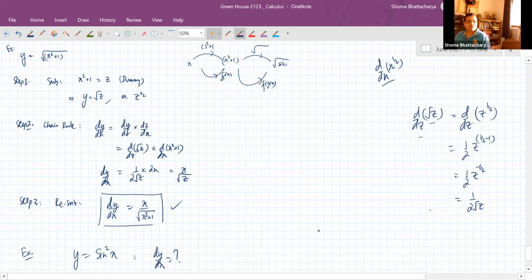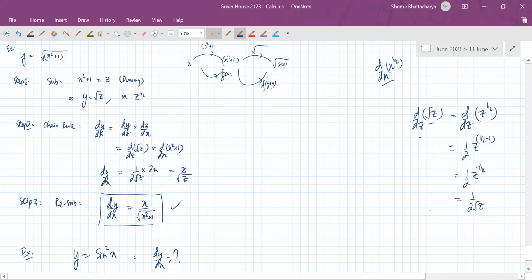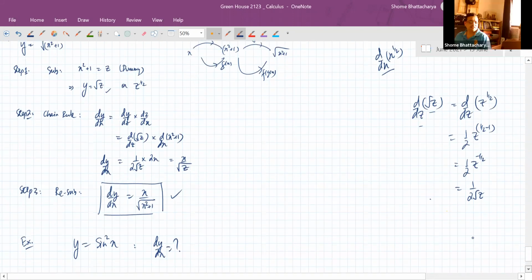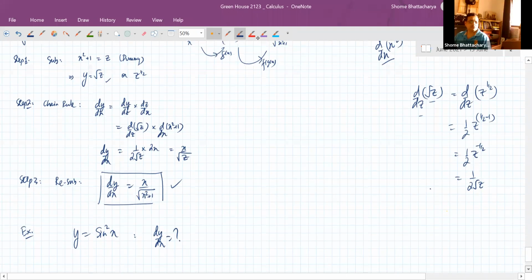So actually, you will see the first step is the critical step, that you have to decide what you take as z, what you should substitute the dummy variable as. So here, tell me what should be z? So sin x. Yes, very good. If I substitute z as sin x, then y is very simple, right? It is z square.